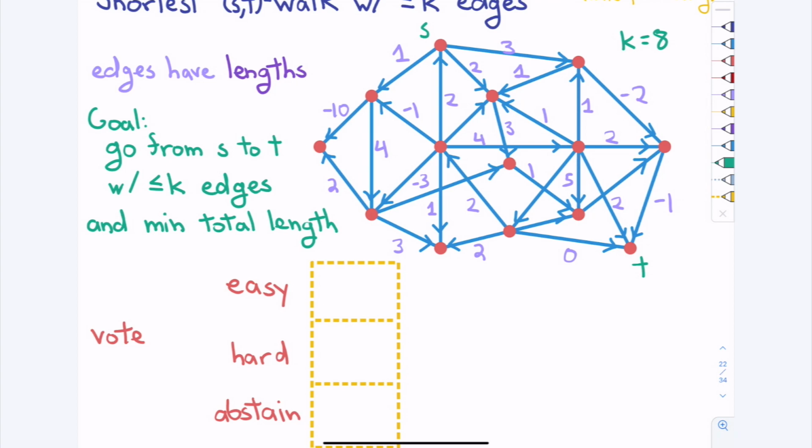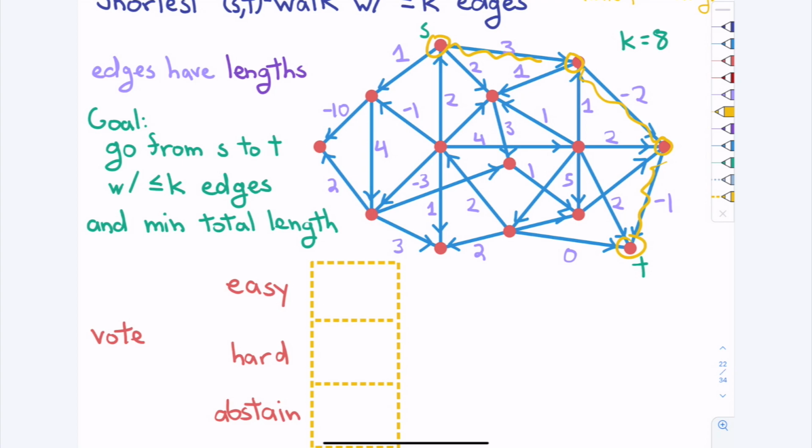All right, what's your answer? Could you start from S, go to the right, and then go down and to the right, and then go down? That would be a sum of 0, and would be 3 edges. Okay, that's 0, and it fits the constraint. Can anyone do better than 0?